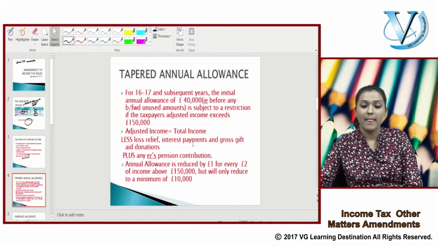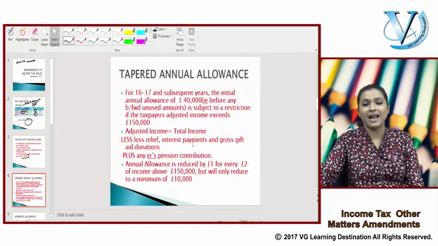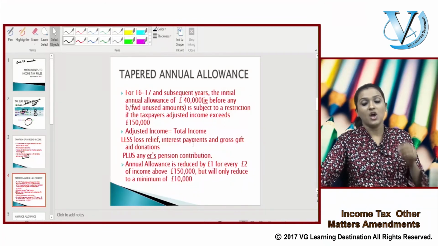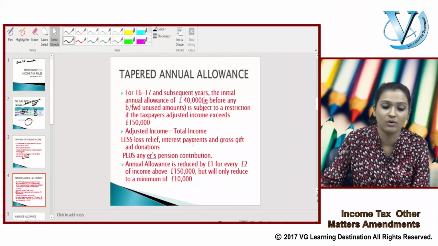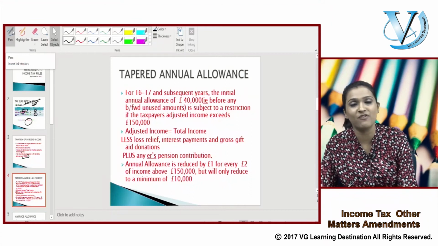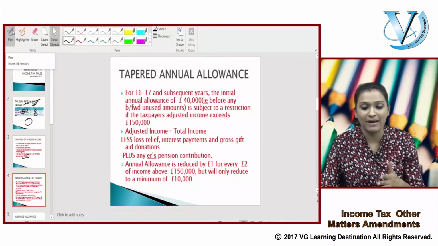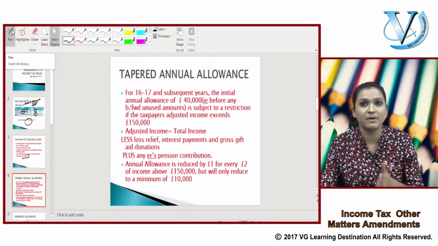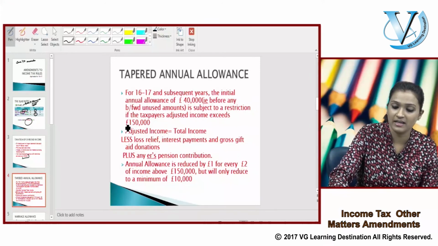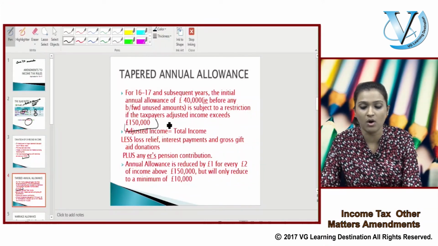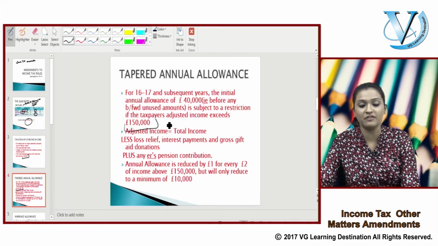What else is there? Now there is also another new thing that kicks in. Remember your annual allowances? We were giving an annual allowance of £40,000 every year. With this tax year 16-17 is the introduction of this allowance known as tapered annual allowance, which basically means the 40,000 limit of annual allowance needs to be tapered. You need to bring it down if you're a taxpayer with more than £150,000 of adjusted income. This adjusted income for this purpose is what? It is total income less the loss relief, interest payments and gross gift aid and donations.